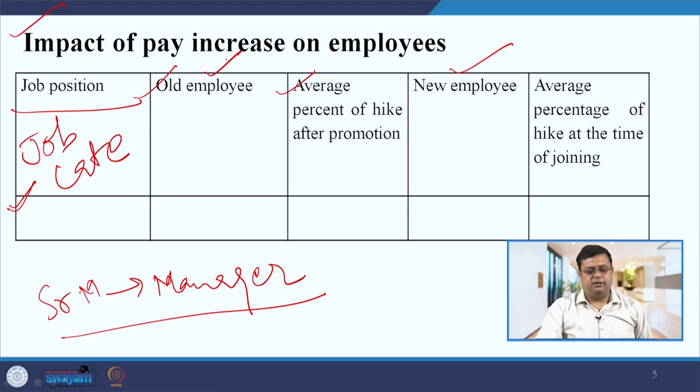I hope you have understood the impact of this increase of salary. I hope you have learned a few metrics related to compensation in this session. Thank you.